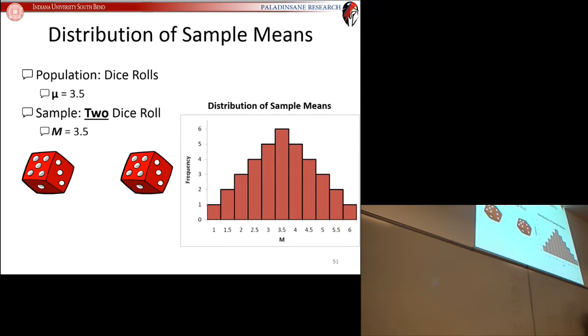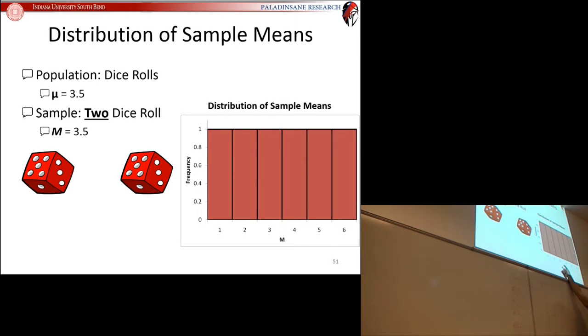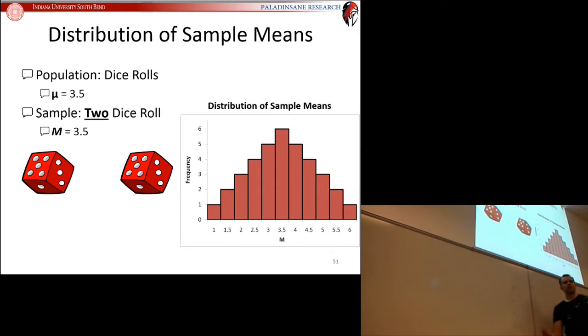So in this distribution of sample means, there are not a lot of ways that you can get an average of 1. You've got to roll snake eyes. Not a lot of ways that you can get an average of 6. You've got to roll double 6s. But there are 6 ways you can get an average of 3.5. You can roll a 1 and a 6, 2 and a 5, 3 and a 4, 4 and a 3, 5 and a 2, 6 and a 1. So you notice that the distribution of sample means no longer looks like the original population distribution.